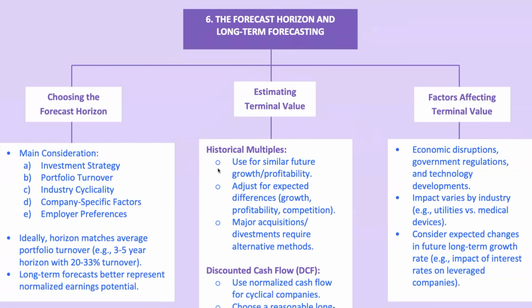All right, folks, we're nearing the end of today's lecture, and it's time to tackle one of the trickiest parts of financial modeling, deciding on the forecast horizon and making those long-term forecasts. How far out should you predict? 3 years, 5 years, 10 years? It's not a one-size-fits-all answer, so let's break it down.